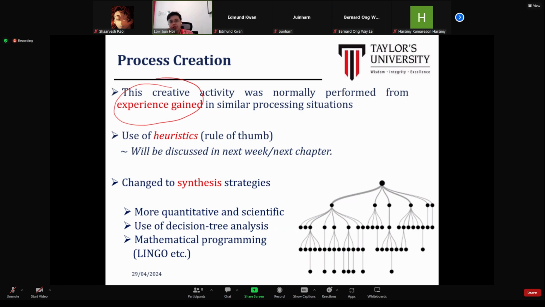So you may ask, sir, if we are all fresh, young graduate chemical engineers, and we don't have any experienced or senior chemical engineer in our team, then how?